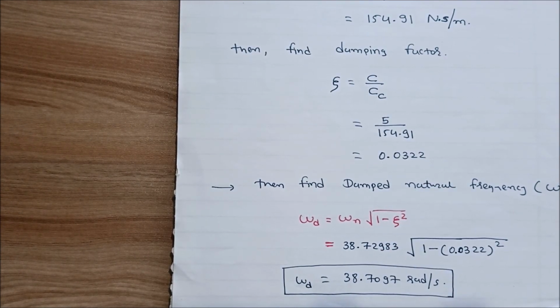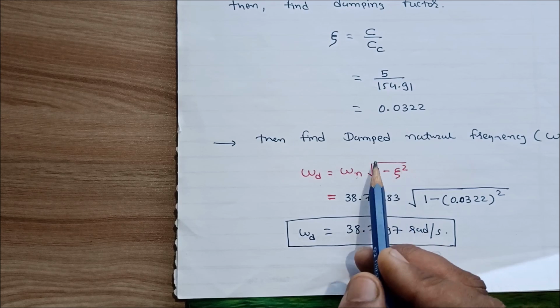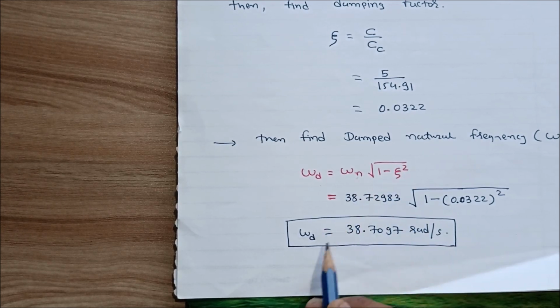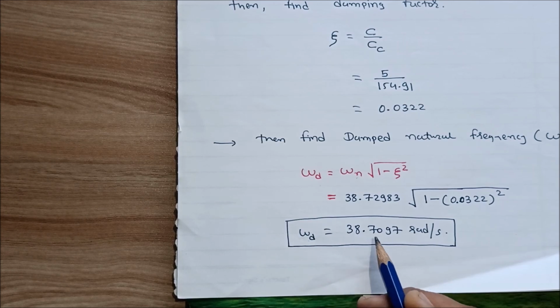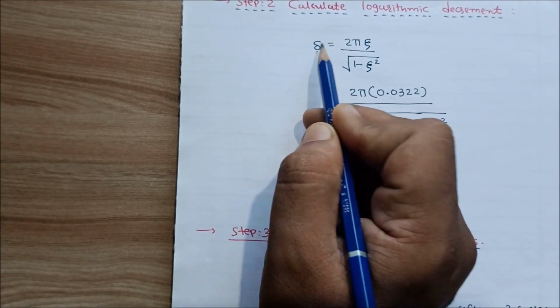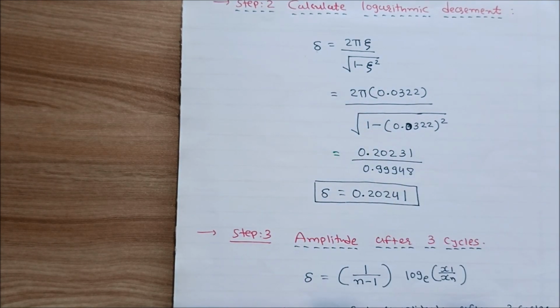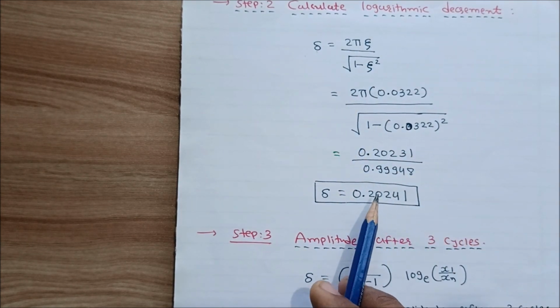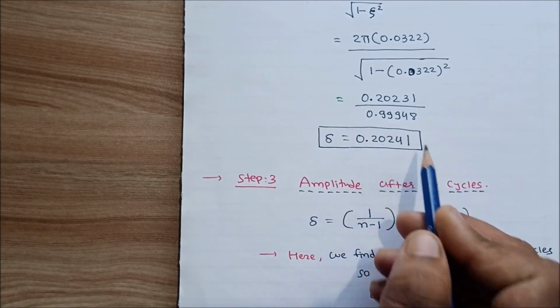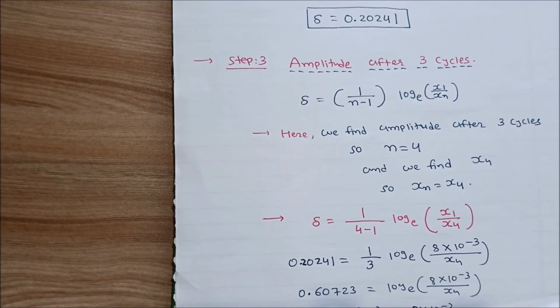Now we have to find the damped natural frequency. The equation is omega d is equal to omega n under root 1 minus xi square. Put all the values, we get omega d is equal to 38.7097 radian per second. Next, we have to find the logarithmic decrement. The relation between damping factor and logarithmic decrement is delta is equal to 2 pi xi divided by under root 1 minus xi square. We already found the damping factor, put the values, and we get the logarithmic decrement 0.20241.